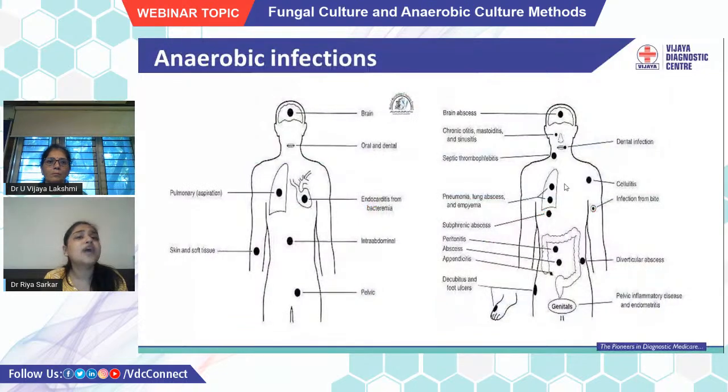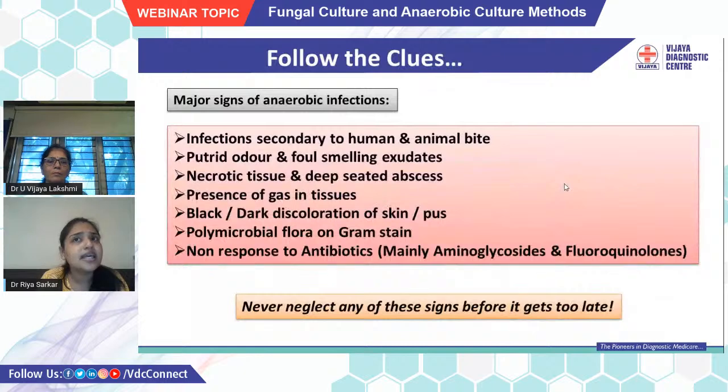Anaerobic infections vary from head to toe, starting from brain abscess, cellulitis, dental infection, appendicitis, pelvic inflammatory disease, decubitus ulcer, and so on and so forth. But they give certain clues which you need to follow very clearly to diagnose an anaerobic infection. Say if you have a history of a human or animal bite or a soil contamination of a wound, then think of anaerobes. If you get putrid odor or foul smelling pus in your patient, think of anaerobes.